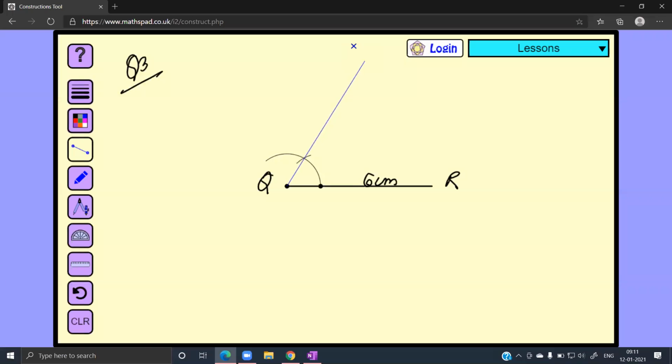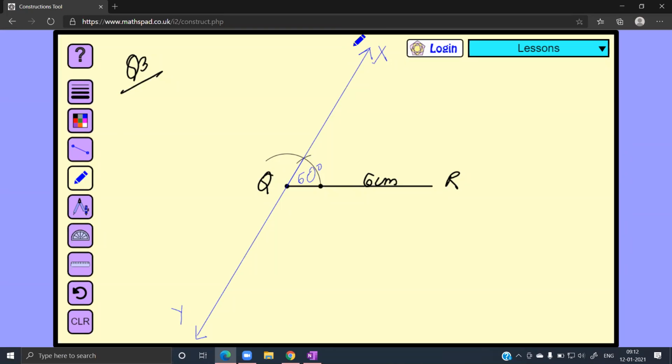If I had to construct type 1 or type 2, like question number 1 or question number 2, I would work on this side above QR. But in this case, the base angle lies on the shorter side. What I'm going to do is I'm going to extend this arm of the angle backwards. पीछे की तरफ इसको extend कर दो. With the help of ruler, extend this backwards. And now you will be working on this side of the line segment QR.